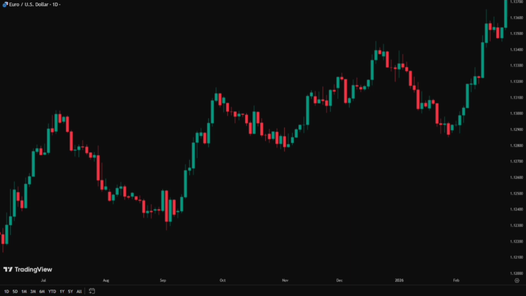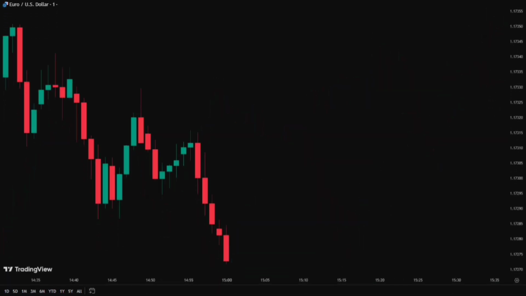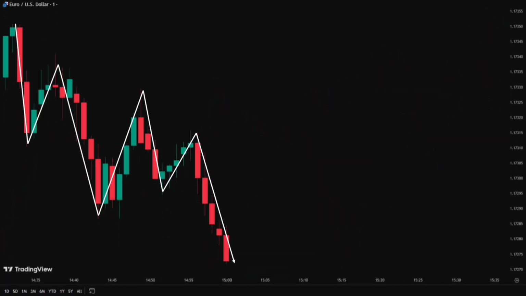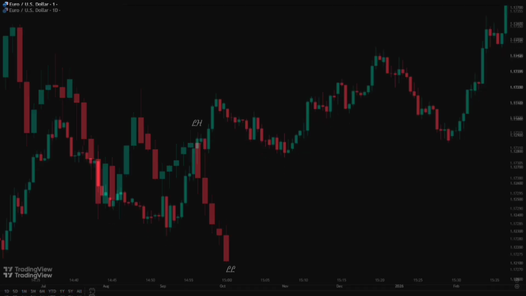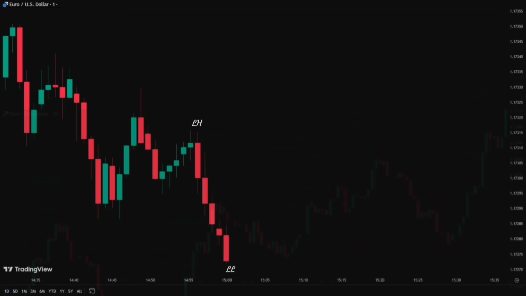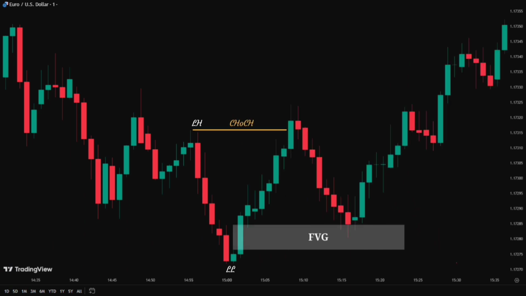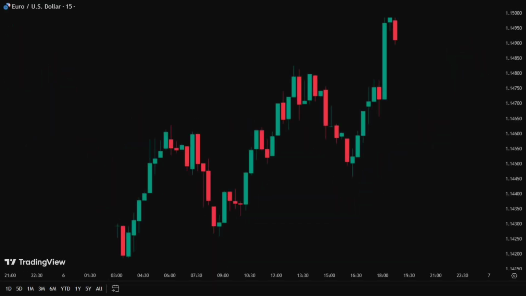On the euro-dollar daily chart, price is in a clear bullish structure, making higher highs and higher lows. On the 1-hour chart, price pulls back and briefly creates a lower high and a lower low. A trader who only looked at the 1-hour chart might think the market has turned bearish, but a trader who checked the daily chart first would recognize that this is just a pullback. When the 1-hour chart gives a change of character back to the upside, that is the entry point into the daily bullish trend.